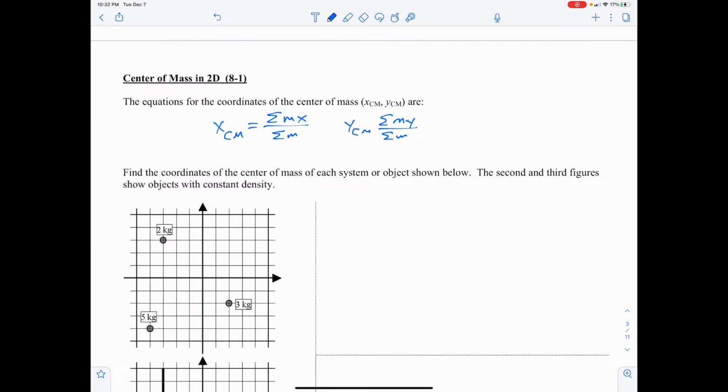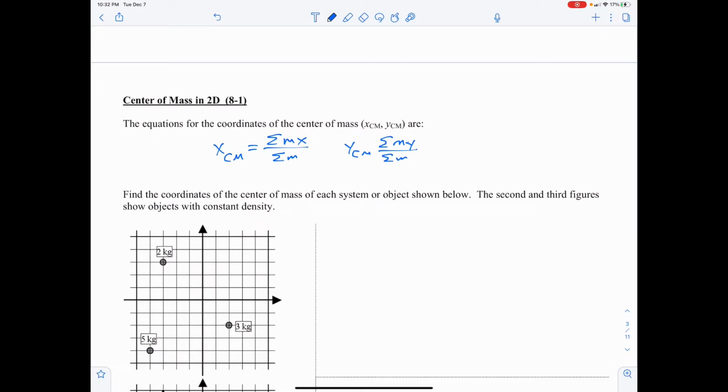In the first example, we have a system of 3 masses. Let's find the coordinate points for the center of mass location. So let's start with x_cm.